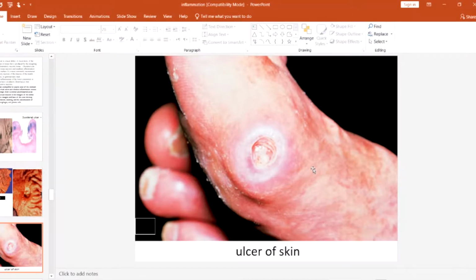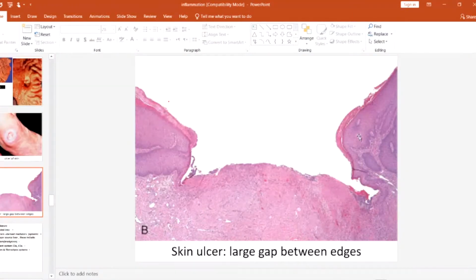This is very clear here. This is the ulcer: loss of the surface epithelium, sloughing, discontinuity. This is the ulcer.